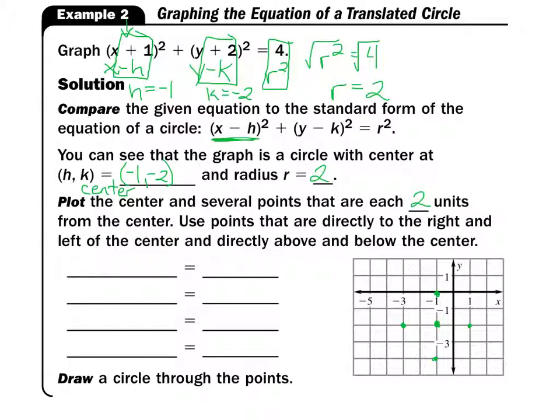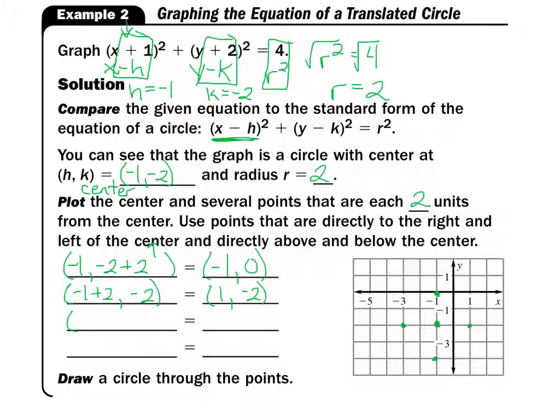We just take our original point, negative 1 comma negative 2, plus 2. That gives us our point up. That would be negative 1 comma 0, which is exactly where we plotted it. Then we'll go to the right, so that would be negative 1 plus 2 comma negative 2. That gives us 1 comma negative 2, which is exactly where we plotted it.